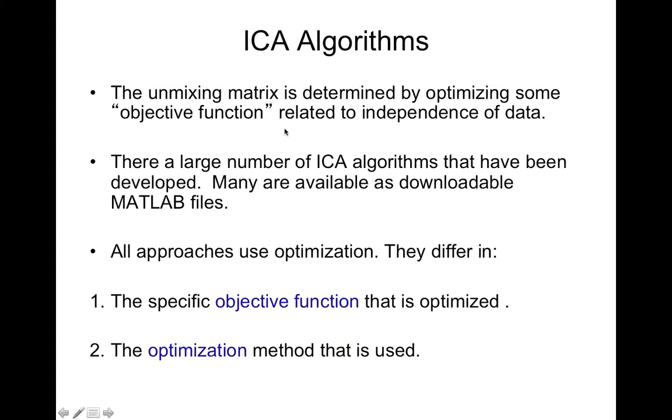The unmixing matrix is then determined by optimizing some kind of objective function related to the independence of the data. Lots of independent component analysis algorithms have been used, and many are available as downloadable MATLAB files. They differ in two ways: first, the objective function being optimized, and secondly, the optimization method used. Usually these are based on your data set, and some techniques work better than others for different types of data.